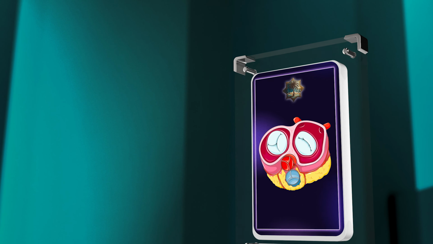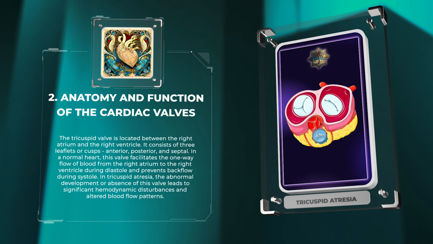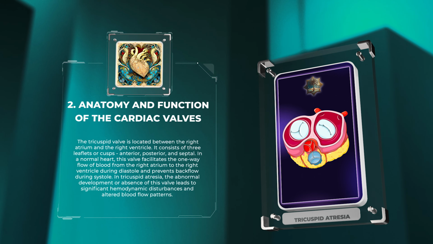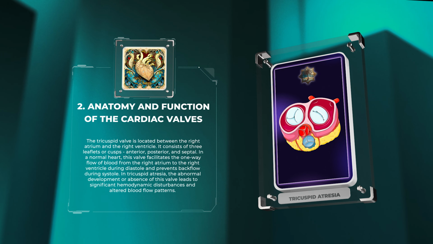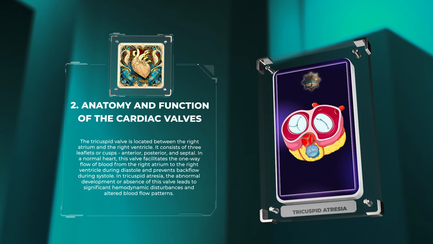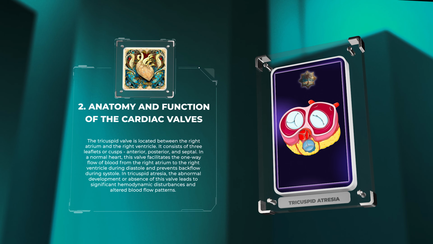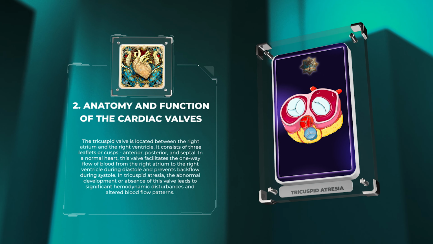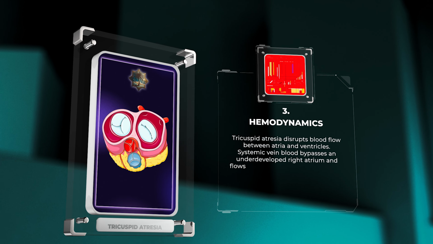The tricuspid valve is located between the right atrium and the right ventricle. It consists of 3 leaflets or cusps: anterior, posterior, and septal. In a normal heart, this valve facilitates the one-way flow of blood from the right atrium to the right ventricle during diastole and prevents backflow during systole. In tricuspid atresia, the abnormal development or absence of this valve leads to significant hemodynamic disturbances and altered blood flow patterns.